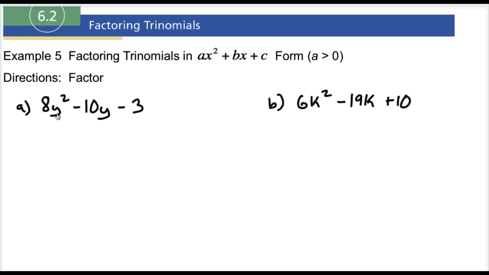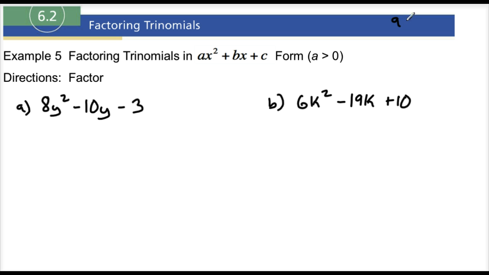All right, so check this out here. Now we're going to be factoring trinomials in the form of ax squared plus bx plus c, now when a is greater than 0. This is actually very important here because all of the examples that I've done in examples 1 through 4 have all dealt with the form of when a is equal to 1.